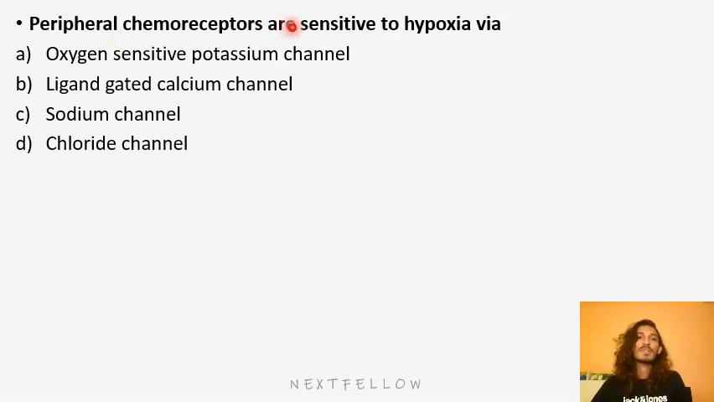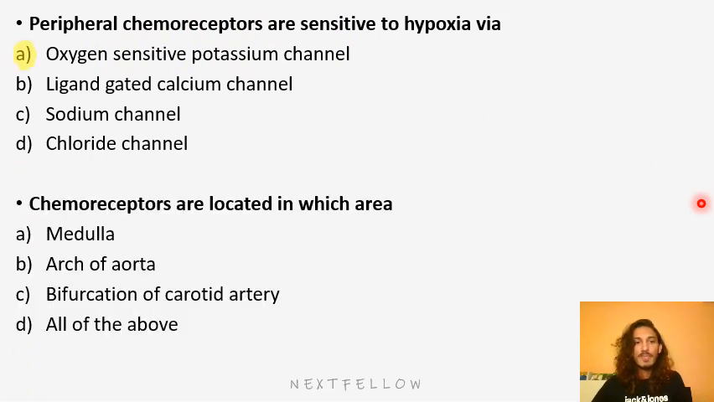So peripheral chemoreceptors are sensitive to hypoxia by oxygen sensitive potassium channels. We discussed that. Chemoreceptors are located in which area? So when you talk about peripheral chemoreceptors, arch of aorta and bifurcation of carotid artery. So that is your carotid body and aortic body. And in the medulla we have the central chemoreceptors. So they have not specified which they were asking for. So the answer is going to be all of the above.